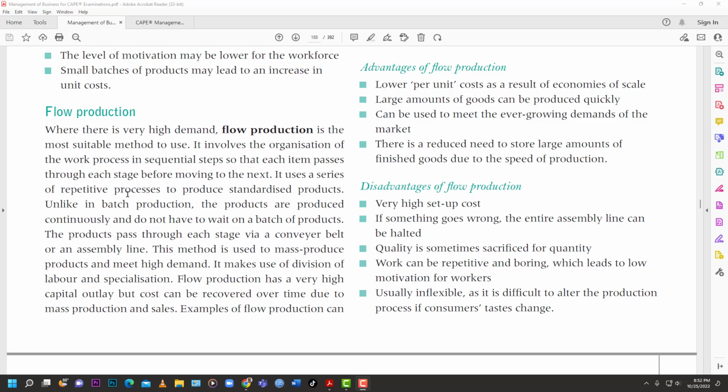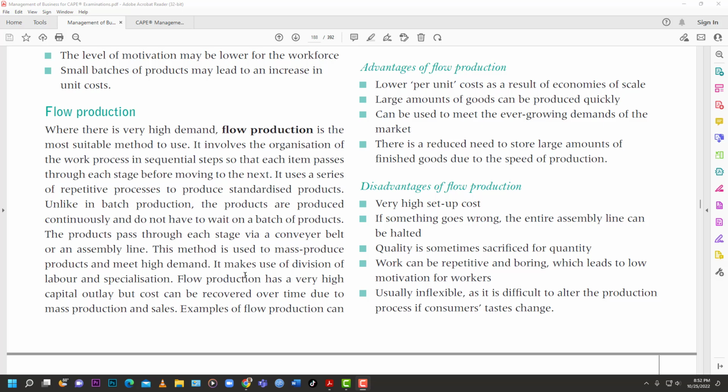So you're making the same soda in the same factory. Let's say you're running a factory with all Cokes, straight through, right? You're not going to attempt to change out and things like that. Okay, the product passes through each stage via a conveyor belt or assembly line, like for example a car. That's the next example. This method is used to mass produce products and meet high demand.